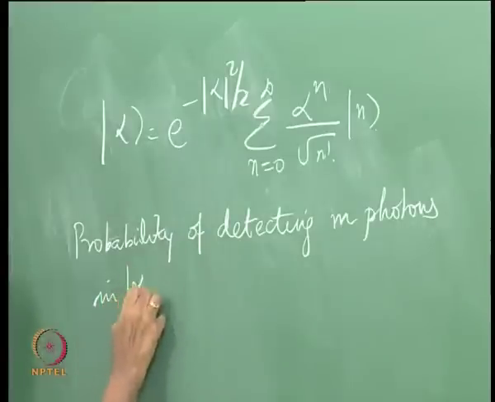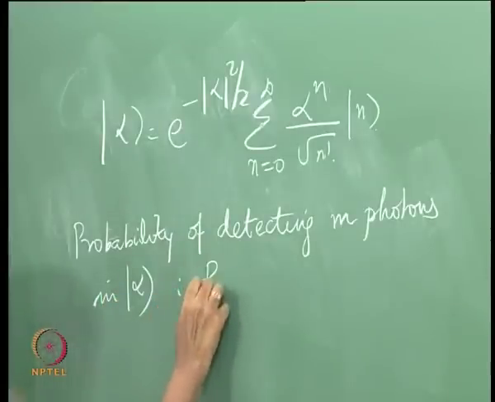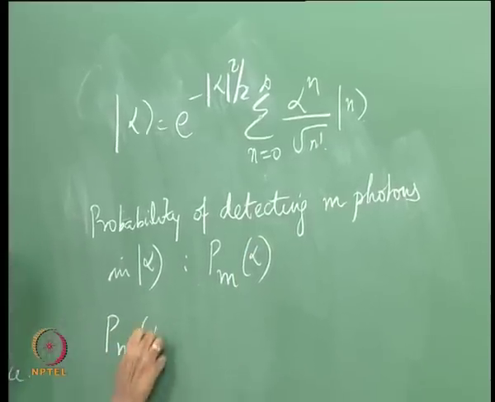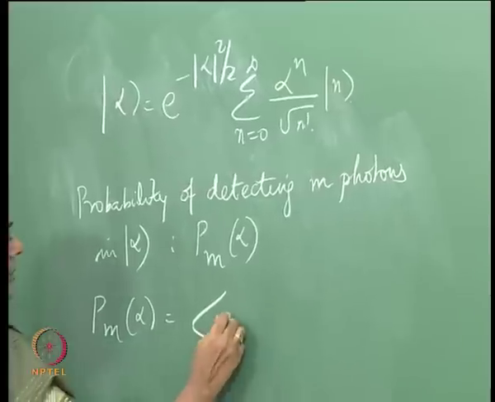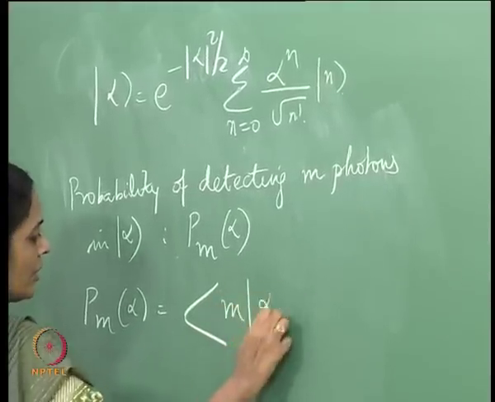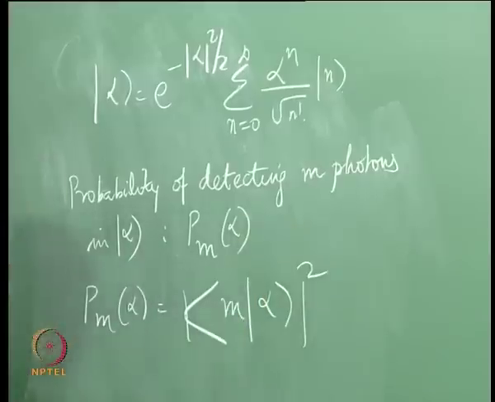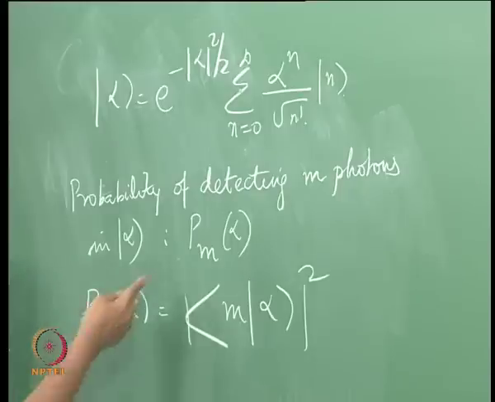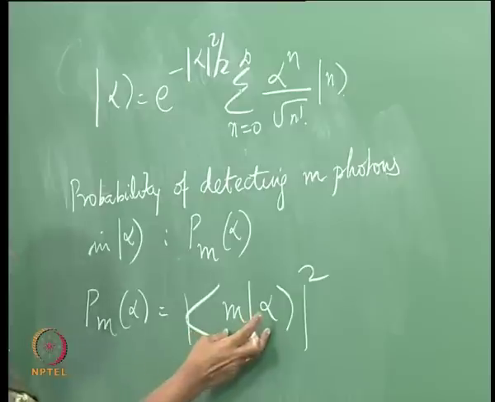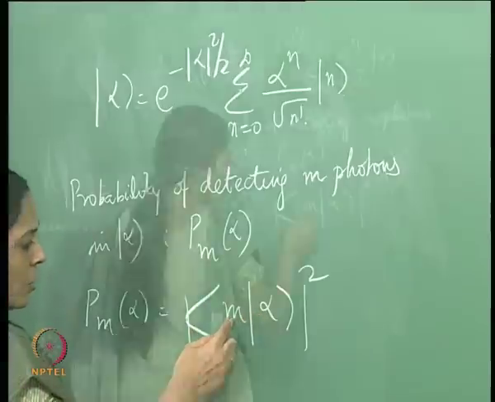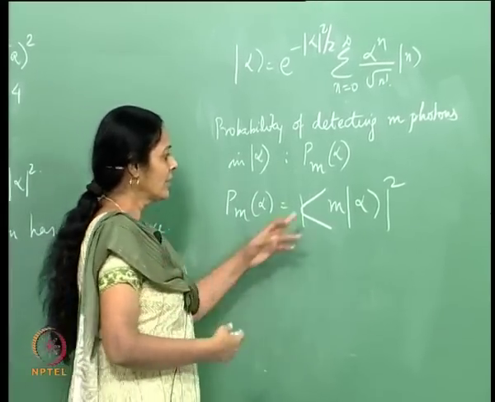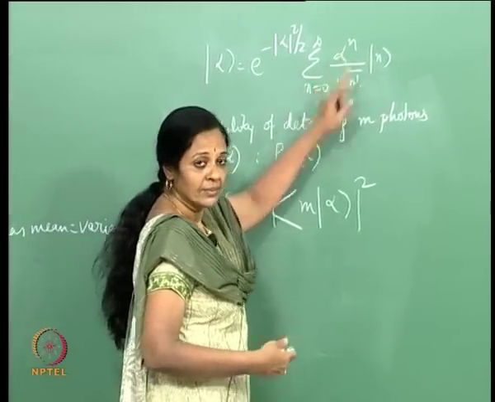in the state alpha is given by Pm of alpha, and it is clear that Pm of alpha is simply mod square of the inner product of m with alpha. You will recall from the probabilistic interpretation of quantum mechanics that indeed the probability of finding m photons in this state would be to take the inner product of m with alpha and then mod square it. That should pull out the weightage given to the state ket m here and mod square it.